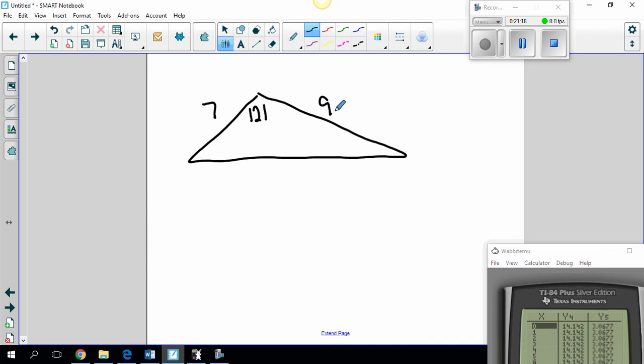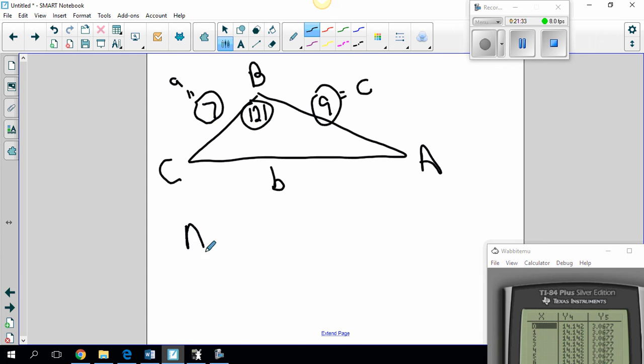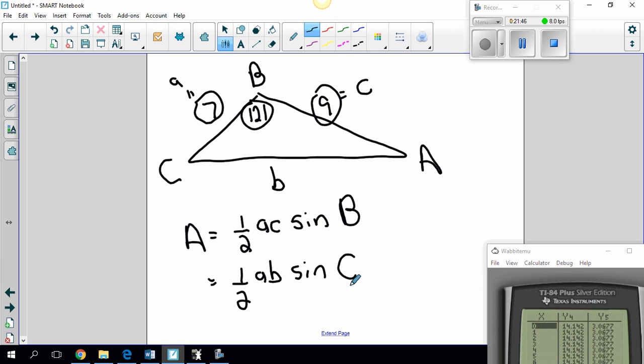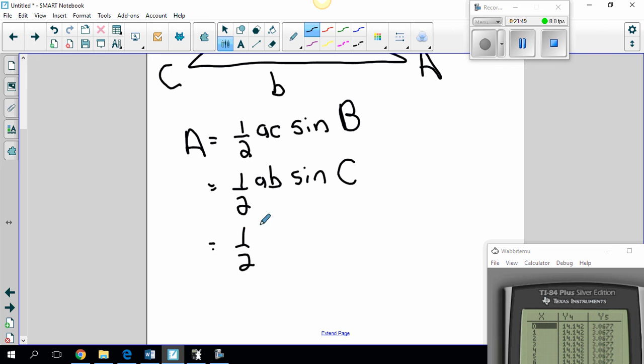You got a side angle side. If you call this A, and let's call this angle B, this little b, and let's call this obviously C, therefore this is C. If you got side angle side, you're allowed to use this formula, 1/2 AC sine B. And there's two more, 1/2 AB sine C, and 1/2 BC sine A. And this is area.